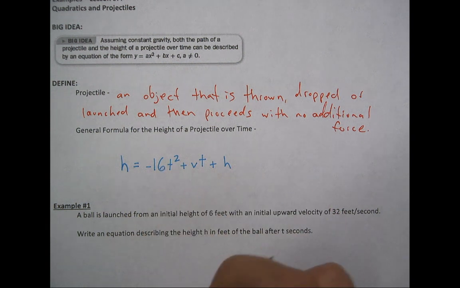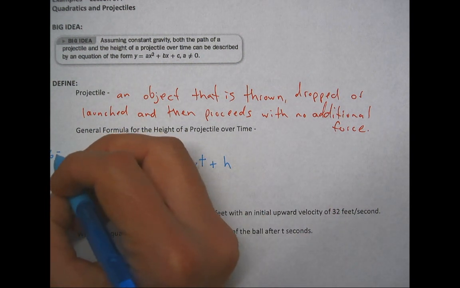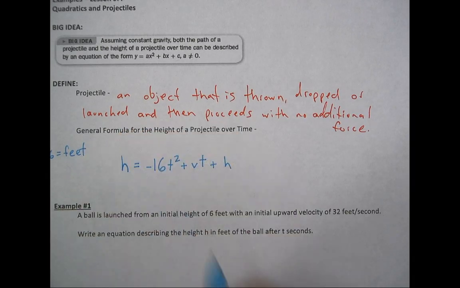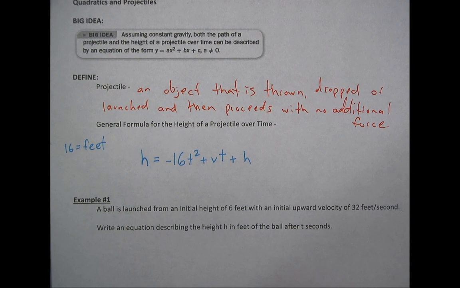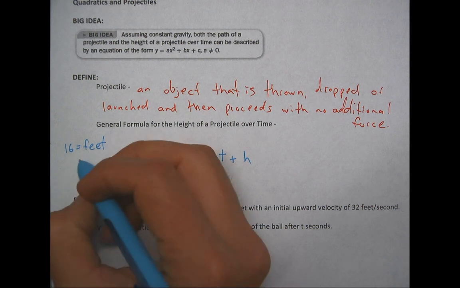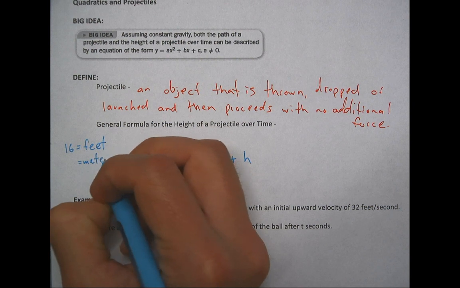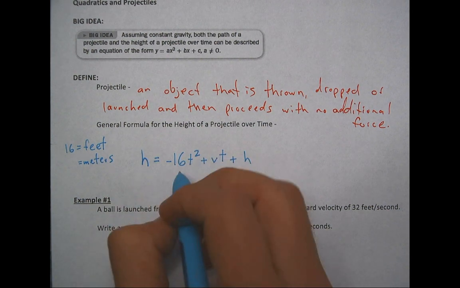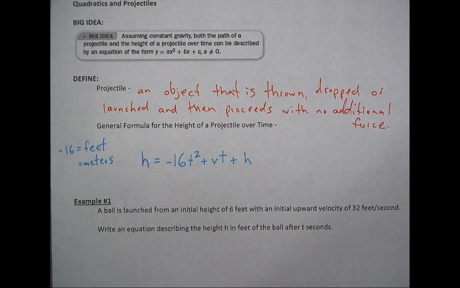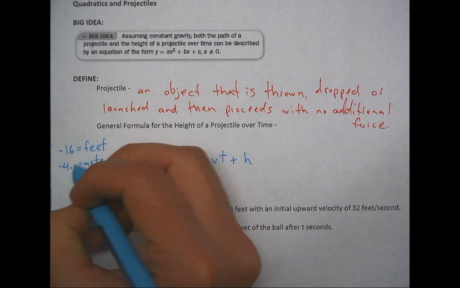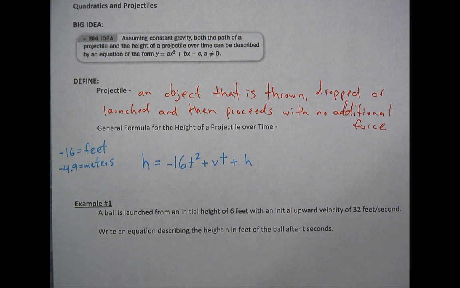Now, this 16 is talking about feet. If our question is specifically talking about measurements in feet, then this is the equation. But we need to be able to go back and forth between meters and feet because there are going to be questions where things are in meters in the metric system. If the question is given in meters, then this number right here, negative 16, is going to be negative 4.9. These are equivalent to each other. It's the same measurement, but just in different units. So 16 feet is the same as 4.9 meters, approximately.